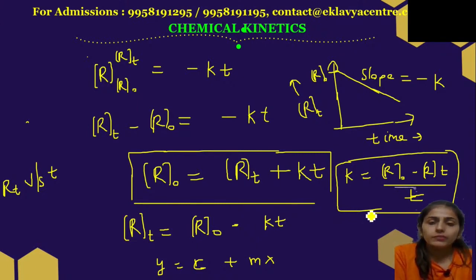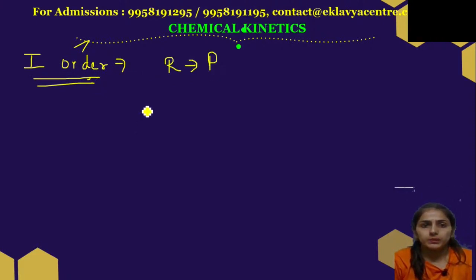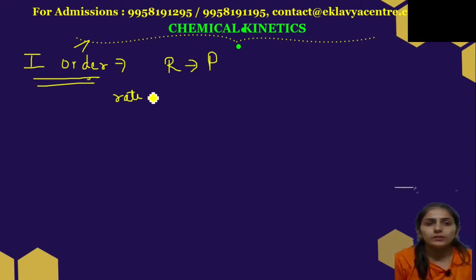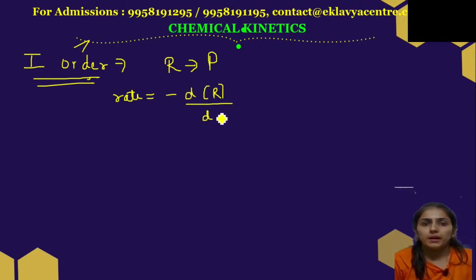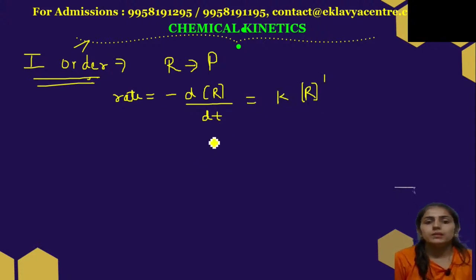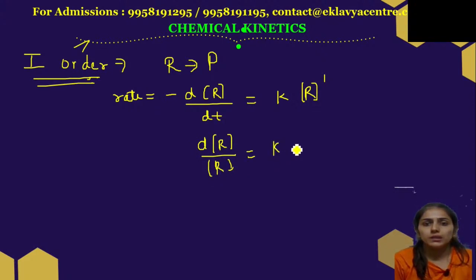Now, if I tell you about first order reaction, what is a first order reaction? See what happens in case of first order reaction. Let us discuss first order reaction also. R is getting converted into P. So how will you write the rate? Rate is equal to minus dR by dt is equal to K, the rate constant, times R to the power 1. So I can simply write it as dR by R is equal to K dt.